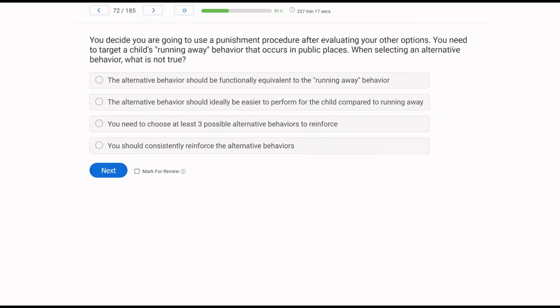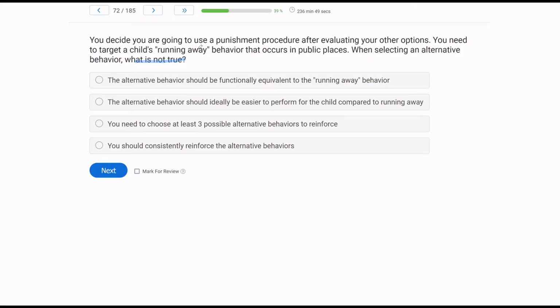You decide you're going to use a punishment procedure after evaluating your other options. You need to target a child's running away behavior that occurs in public places. When selecting an alternative behavior, what is not true? All right, we had a question that asked what is true. Now we have a question that is asking what is not true. So this is a must be false, right? Three of these will be true. One is going to be not true. Let's identify the ones that are true.